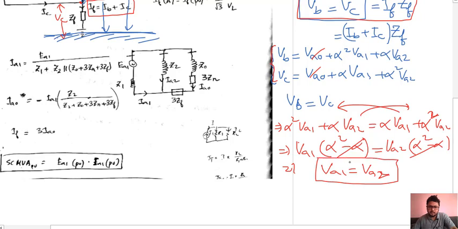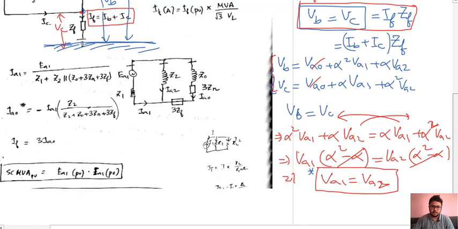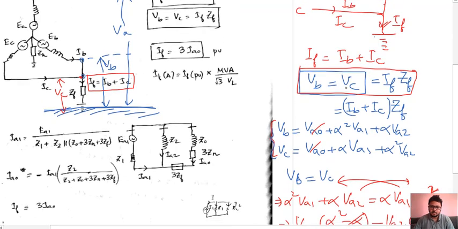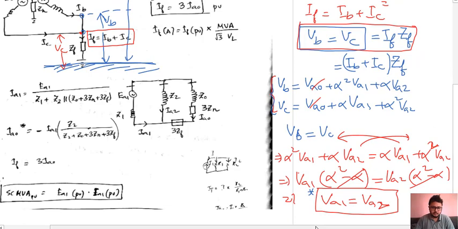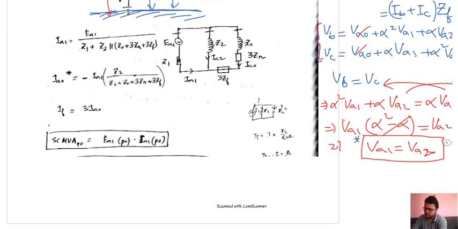So this is another important point you should know: VA1 equal to VA2, that means positive sequence voltage is equal to negative sequence voltage. This will help in drawing our sequence diagram, and VB equal to VC. Now let us write or solve some other equations.